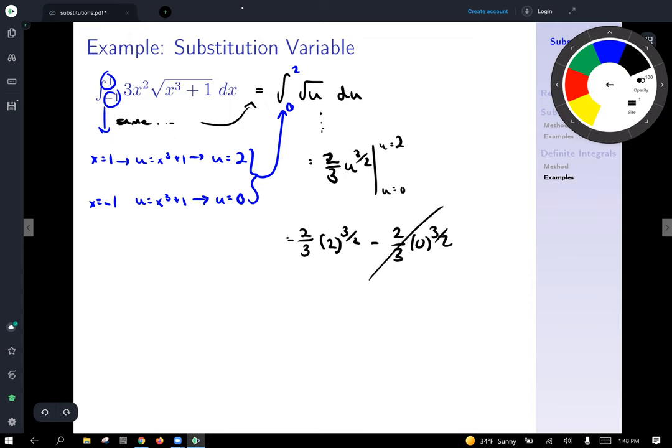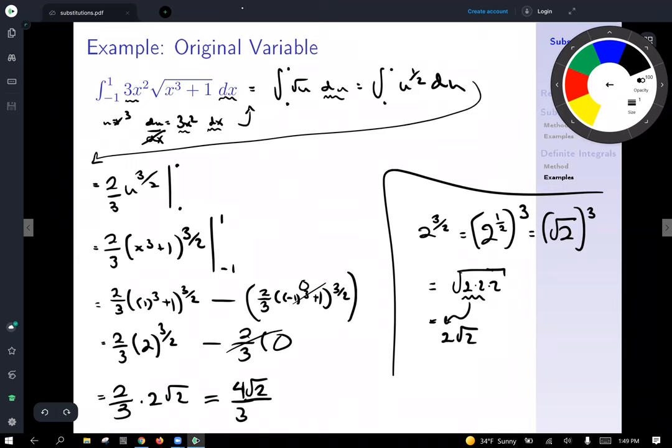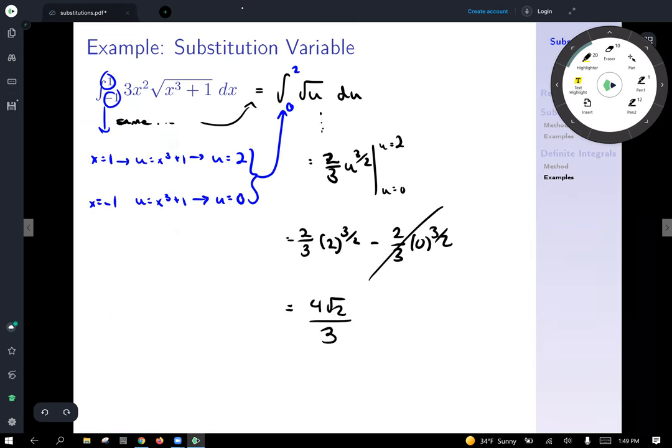0 to the 3/2, well, that's just 0. And this, for the same reason as last time, is 4√2/3. Which way do you like better? Doesn't matter to me. I tend to like to do things in terms of the original variable. Oftentimes it ends up being somehow more algebra, but really all I'm doing is the algebra of substitution down here instead of up here, if that makes sense.